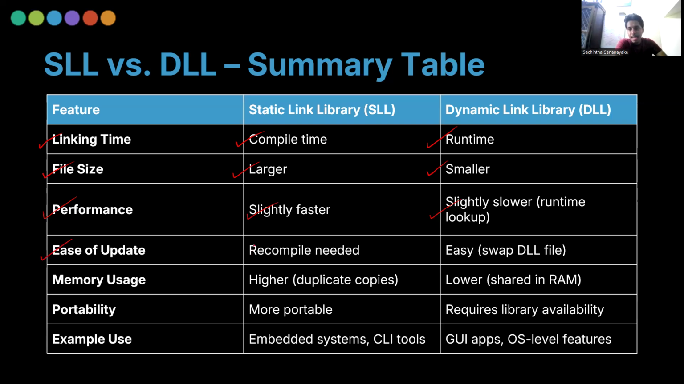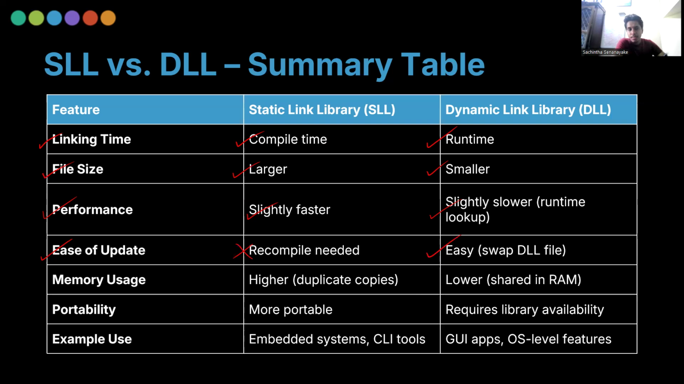SLLs are not easy to update, because if the library program that you're using updates, you have to recompile the program, because in SLLs, you're supposed to literally copy paste the program from the static link library to the source code. Since you're copy pasting before runtime, during compile time, if you want to use an updated version, or if you want to replace it with something else, you're supposed to recompile the program. Whereas with dynamic link library, since there's only a reference to the DLL, it's very easy to swap the DLL with something new.